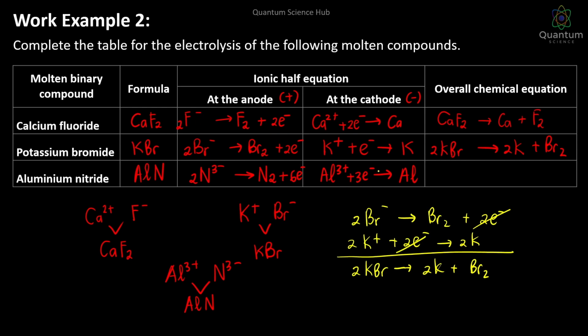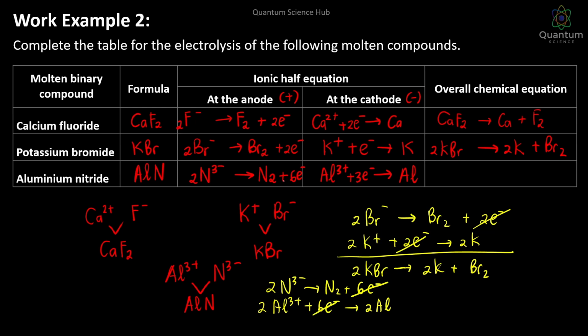Now you can see at the cathode we have 3 electrons, while at the anode we have 6 electrons, right? So we need to times all the ionic half equation at the cathode by 2, okay? So we have 2N3- become N2 plus 6 electrons, and we times all with 2, so we have 2Al3+ plus 6 electrons will become 2Al. Now you have the same number of electrons, so you can cross them.